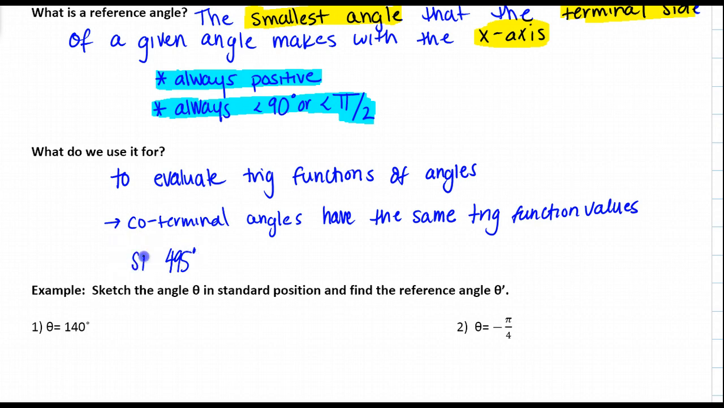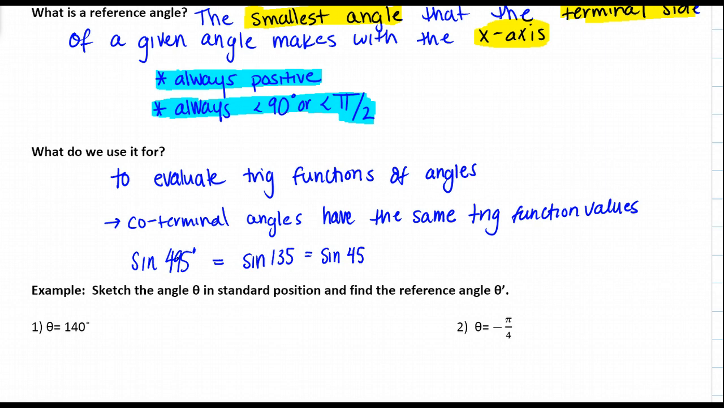495 degrees, you'd be like, well, that number's bigger than 360. I don't like it, so I'm going to find a coterminal angle by subtracting 360. And I know that's the same as the sine of 135, but that's still not a fun angle to work with. We only really look at the ones less than 90, so these are all the same.